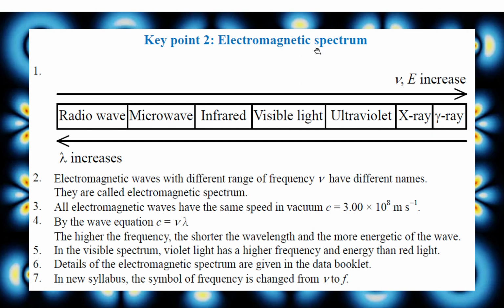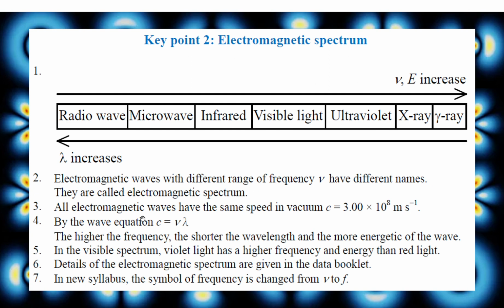Light has different colors, the visible light, and different colors have a different frequency of vibration or different wavelength. The electromagnetic spectrum shows us the range of frequency for different kinds of electromagnetic wave. We divide them into different kinds, and they form the complete spectrum. We call it the electromagnetic spectrum.